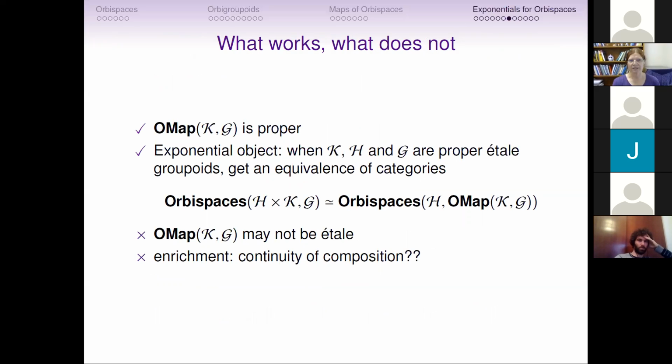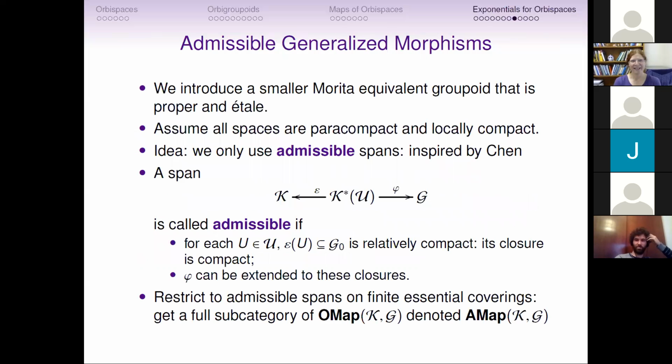Enrichment, continuity of composition: difficult to say. I don't think we can swear that it doesn't hold, but we certainly can't prove that it does. So our next move is to see if we can do better. Again, slap some extra assumptions on it: paracompact, locally compact.